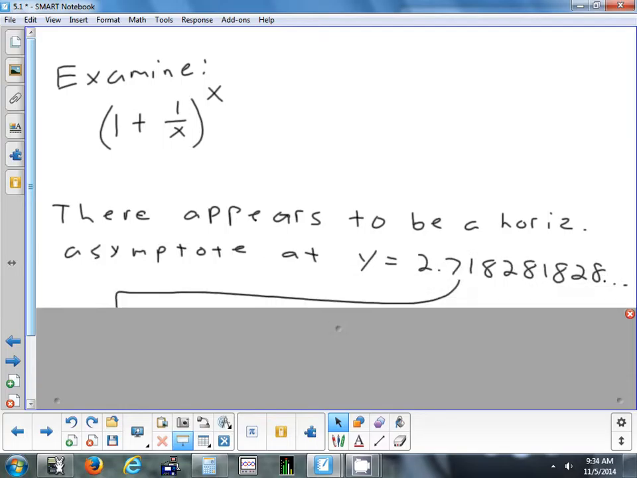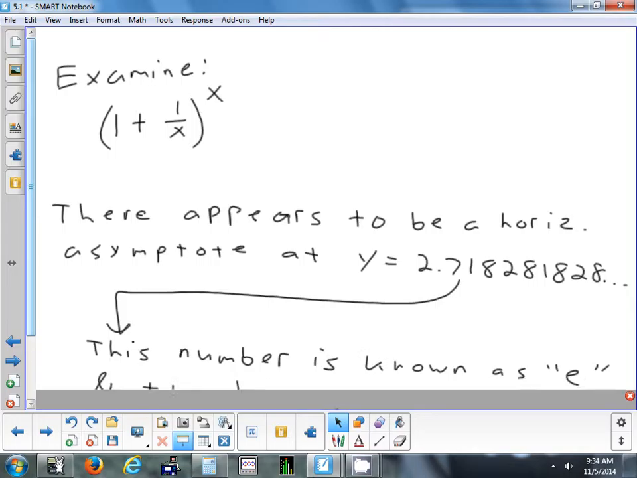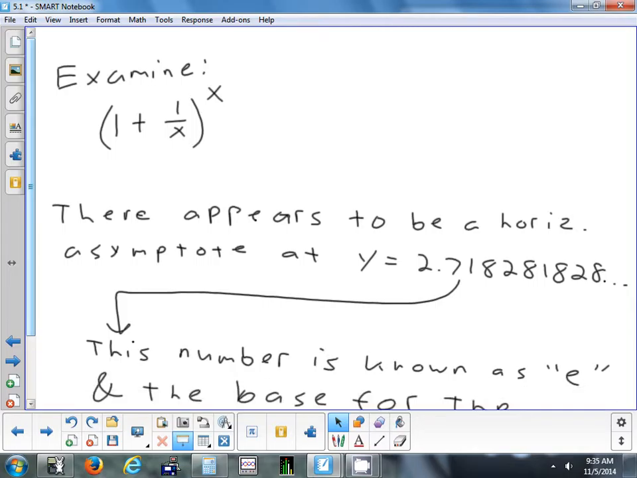Yep. So basically, this function looks like it has a horizontal asymptote at, okay, I only went to 50,000, but it was close to 2.718. I think it was rounded to a 3. But this is actually the horizontal asymptote it's approaching. And that number is known as e.